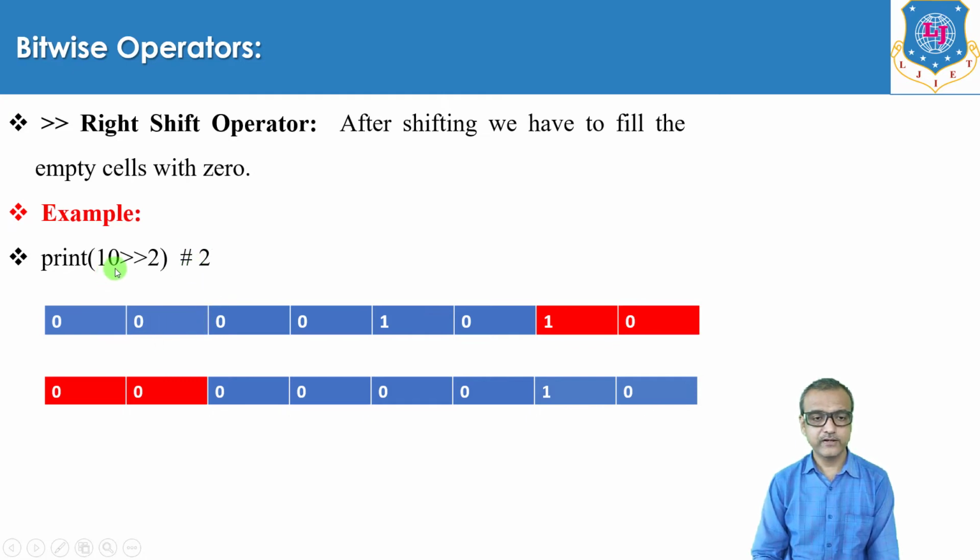First of all, we will write down the binary number of this decimal number 10, that is this one. Now we have to shift 2 bits in the right hand side direction.